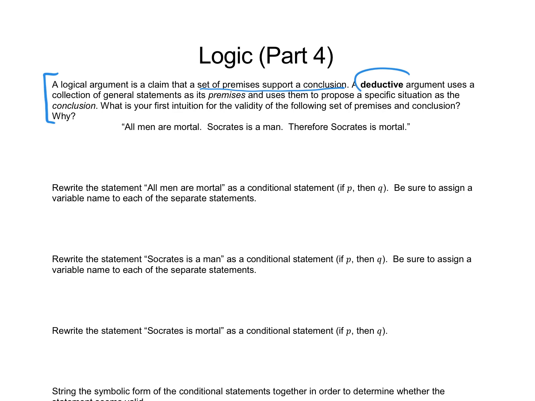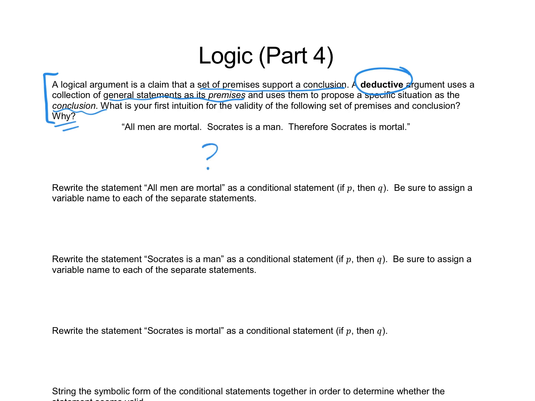A deductive argument is said to use a collection of general statements as its premises and then use them to propose a specific situation, which is the conclusion. So what's your first intuition for the validity of the following set of premises and conclusion, and why? All men are mortal. Socrates is a man, therefore Socrates is mortal.